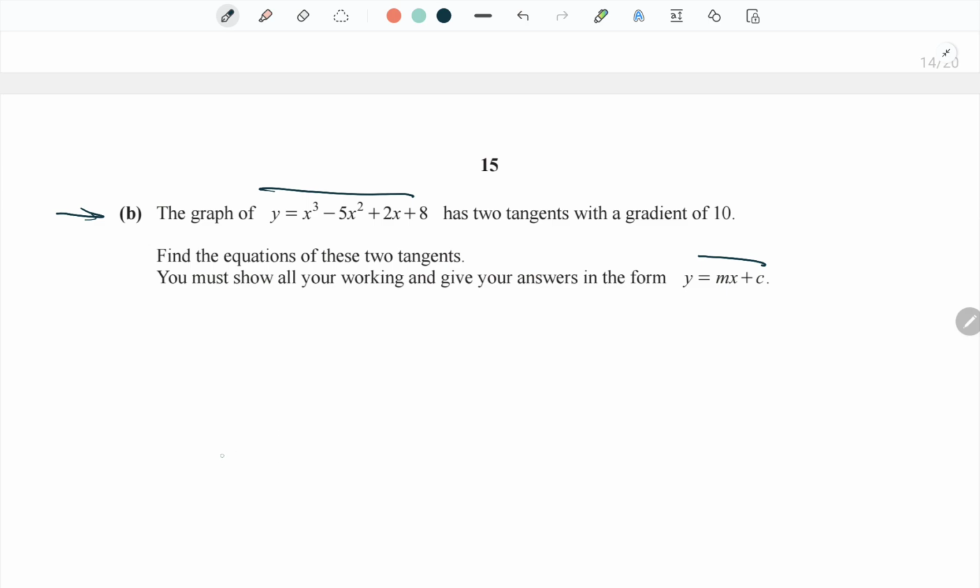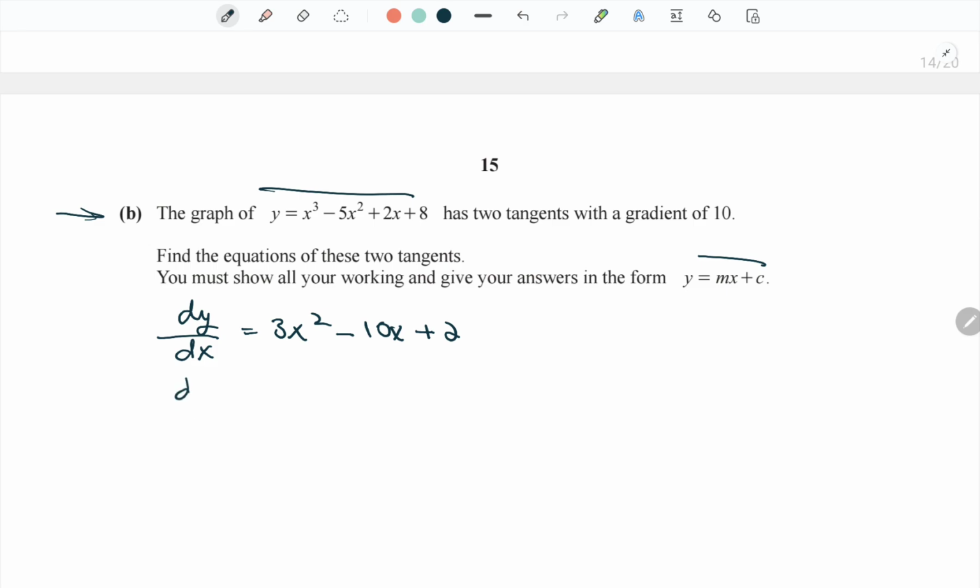Okay. So first we find the derivative. We find the dy over dx. So dy over dx is equal to, now we first calculate the x cube derivative. So it becomes 3x square, then 5x square becomes 10x, right? Then 2x becomes 2 and 8 is 0. So we just get the derivative of this one.